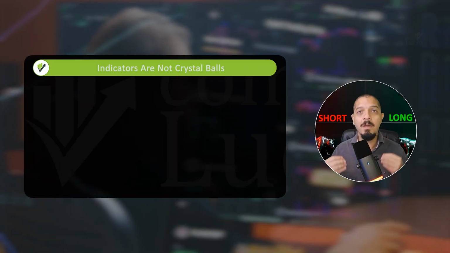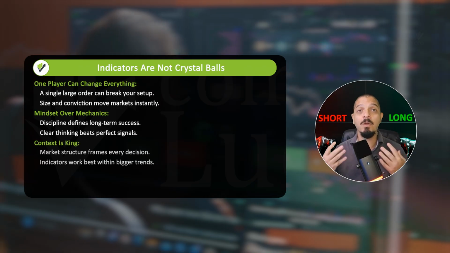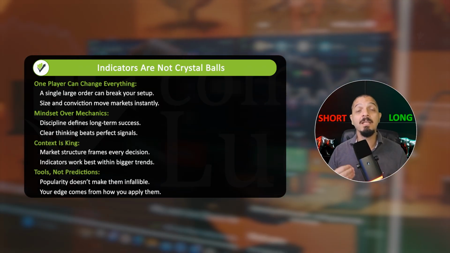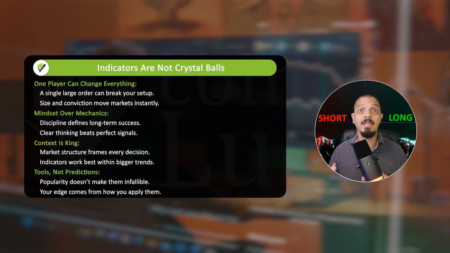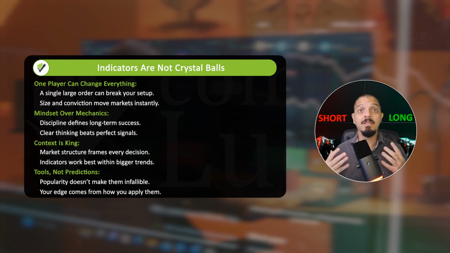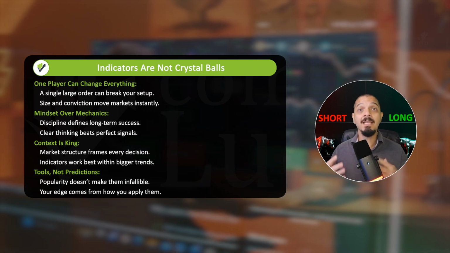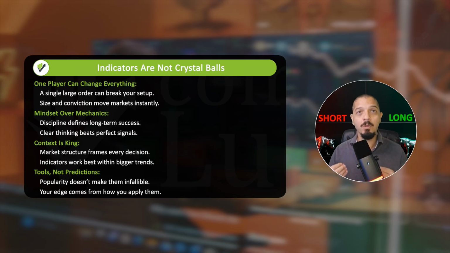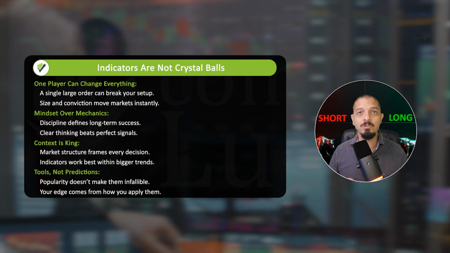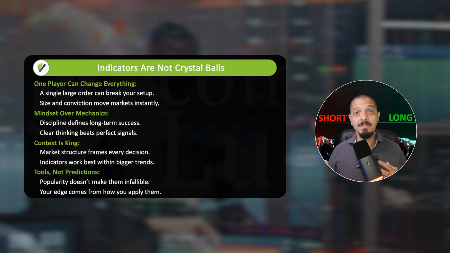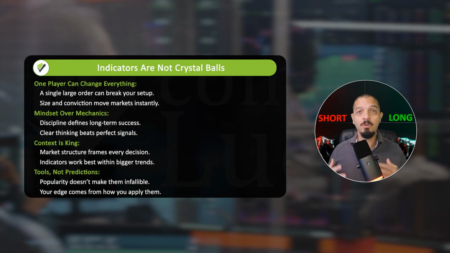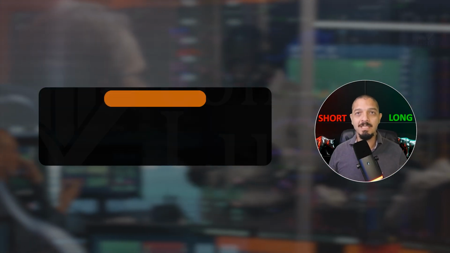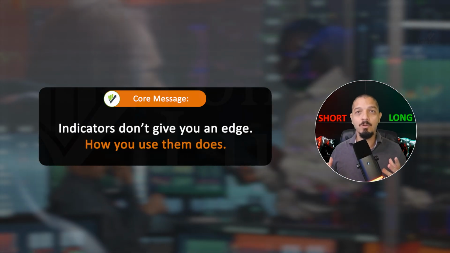So the next time you find yourself waiting for that perfect signal, remember this. It only takes one player with enough size or conviction to completely invalidate your setup. That's why mindset matters. That's why context matters. And that's why indicators, no matter how popular, are tools, not crystal balls. And that wraps up our breakdown of this indicator. In every episode of this series, we'll keep reinforcing the same core message. Indicators don't give you an edge, how you use them does.